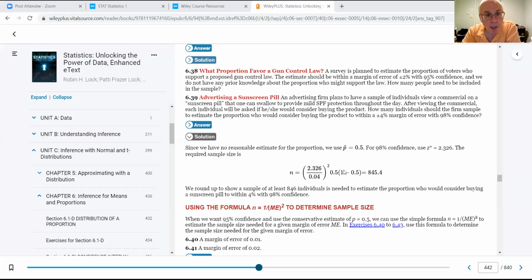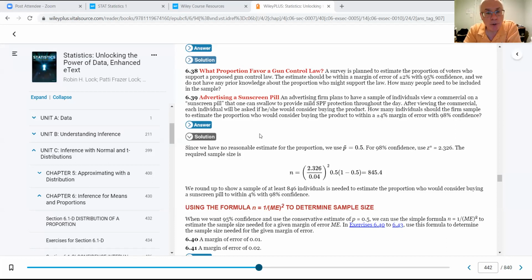And let's go back to the problem itself. Again, this is 6.39 on page 442. Here's the calculation, right? 846 is the minimum number of people that need to be sampled so that I have a confidence interval that has a margin of error of 4 percentage points, and I have a 98% level of confidence. All right, that is it.